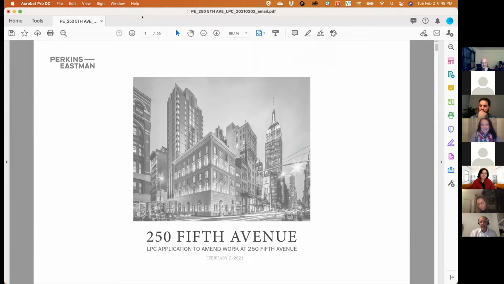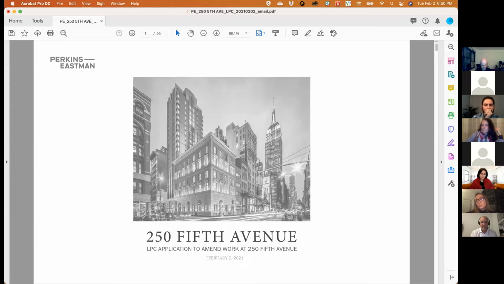This is 250 Fifth Avenue, which is a building that's under construction. It's been presented at the community board as well as Landmarks a couple times for approvals. It's an old McKim, Mead & White building, which was built in, I think, 1908, and then a new tower next to it. It's on the corner of 28th Street and Fifth Avenue. It's a luxury hotel. And this application is for the amendment of the two entrances. There's an entrance on 28th Street, which is the main hotel entrance, and an entrance on Fifth Avenue, which is the entrance to a new restaurant.